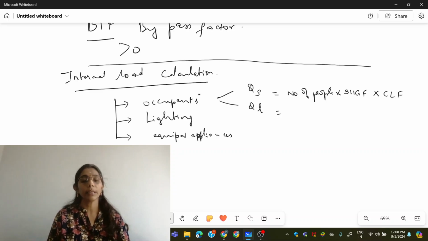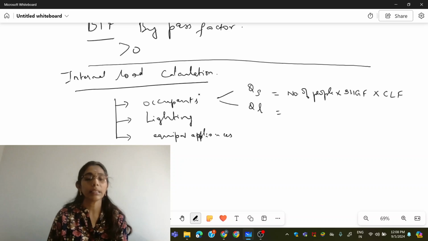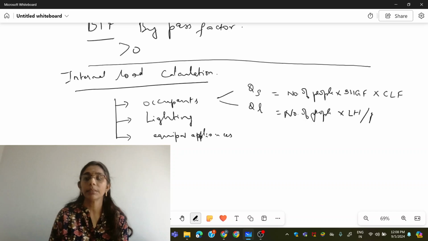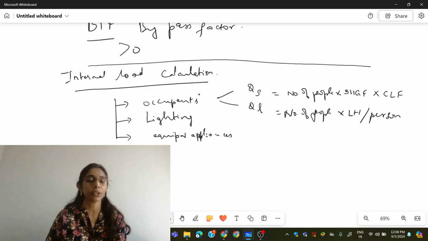Next we have the latent heat. When I say latent heat, again it is the number of people into the latent heat per person. Here you don't have to worry about the humidity ratio and keep calculating. Directly this will be given in the question, so you just have to multiply with the number of people. Okay. This is all for the first, that is, due to occupants.